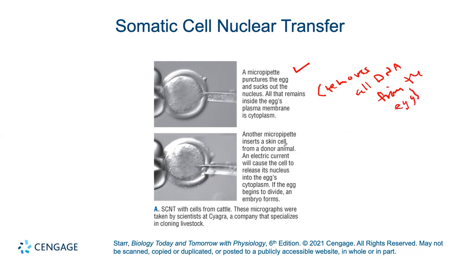Okay. And then another micropipette inserts skin cell DNA from a donor. In this case, the whole cell is put in, an electric current causes the cell to release its nucleus into the egg cytoplasm. If the egg begins to divide, we make a new cell, and that leads to a clone of the donor organism.